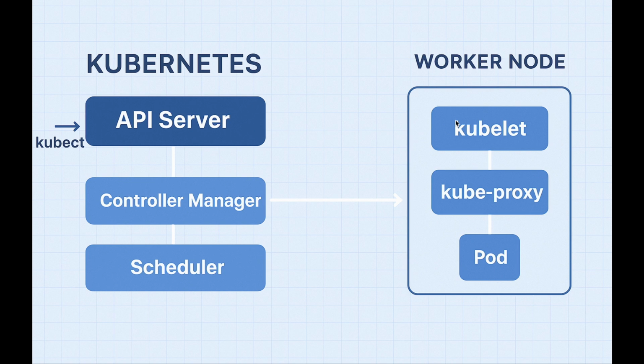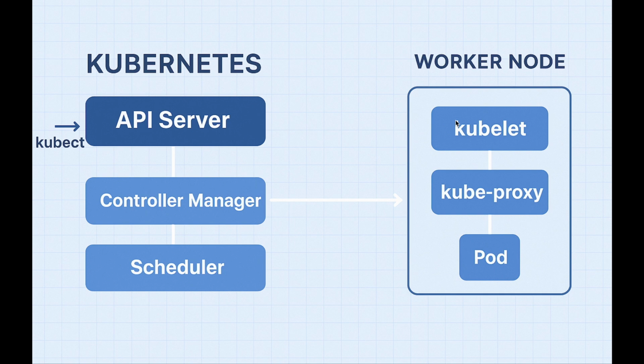Basically, this agent talks to your API server, which is in the control plane, and it talks to your container runtime, which might be anything like Docker or containerd. It also reports node and pod status. This agent is responsible for reporting the status of the nodes and even the status of the pods.